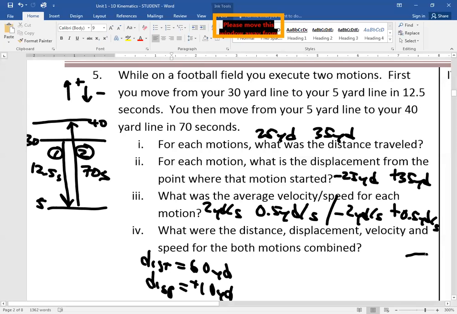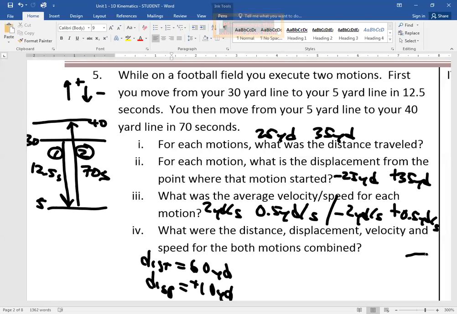So what should we definitely not do? Just do 12.5 plus 70 divided by 2. They're not equal distances. No, that's not what I mean. Do not take the average of 2 and 0.5 because those are average speeds, right? So if I take the average of 2 and 0.5, that's 2.5, 1.25. 1.25 is definitely not the average speed for both motions combined, right? That is where we would be wrong. You would not want to average those two things.